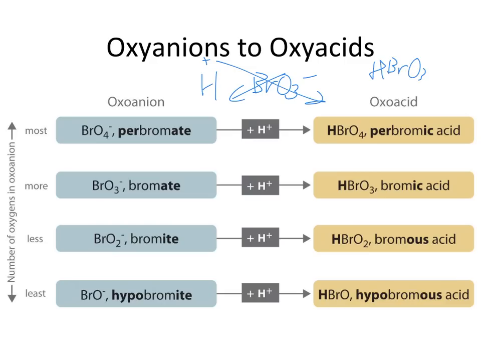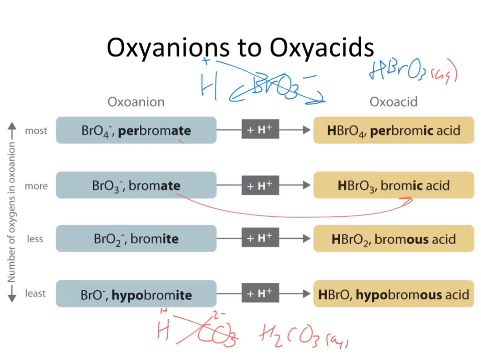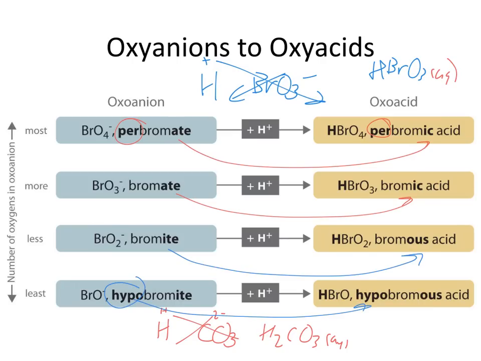HBrO3. If we look at something like, for example, carbonate, CO3, this is a charge of 2 minus, we have hydrogen, which is a charge of 1 plus, cross, cross, and we get H2CO3. And again, this would be in aqueous form. So once again, the ates turn into the -ic acid. Same thing, this ate would be the -ic acid, but it still has that prefix. The ites, on the other hand, turn into -ous acid, and if they do have a hypo, that also remains consistent.